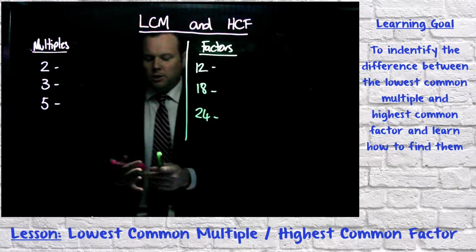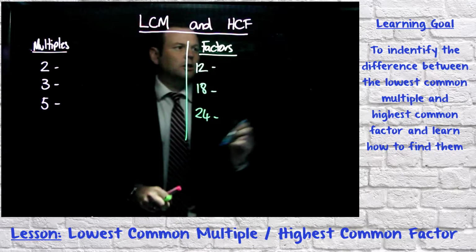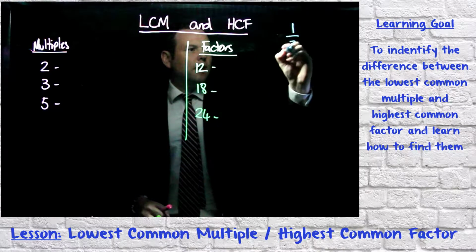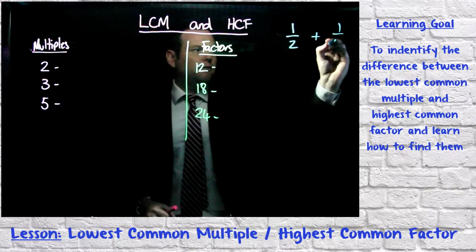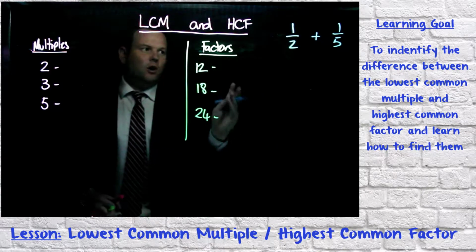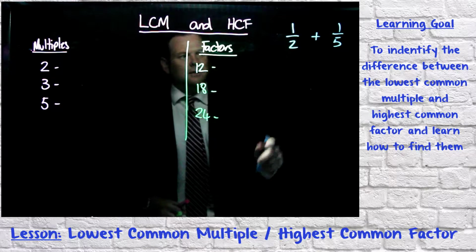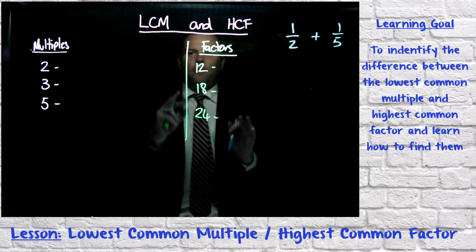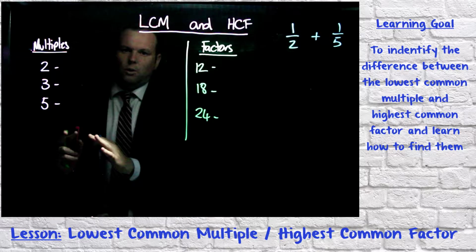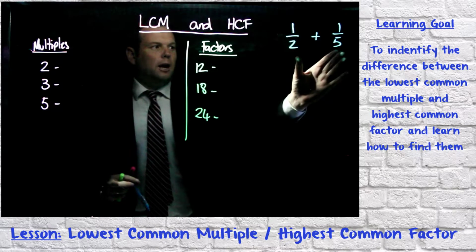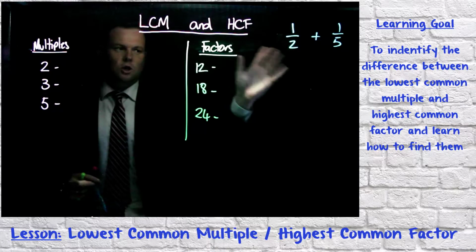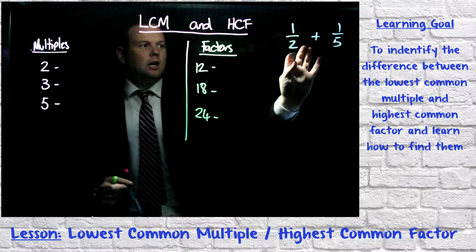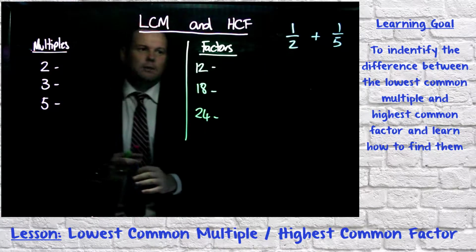Now the reason why we do this is when we jump into fractions, if I have two fractions, let's say I've got a half plus a fifth, I can't add those together unless my denominators are the same, okay? So finding the lowest common multiple is often the easiest way, or one of the ways that we can determine what we need to change our denominators to so that we can add them together.